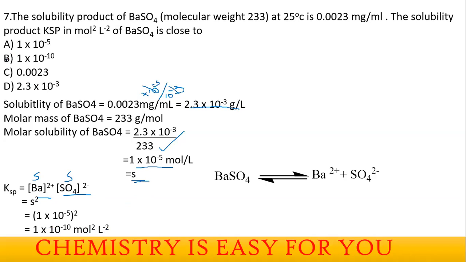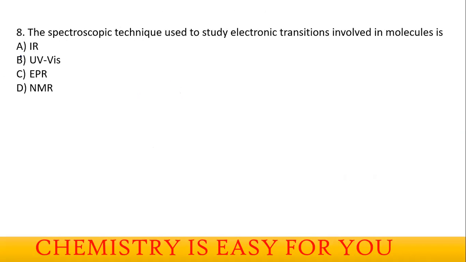So our answer will be option B, 1 into 10 raised to minus 10. What we have done is look at the equation, find the molar solubility, and then equate the solubility product as the square of the molar solubility, and we get the answer directly. That is the 7th question.